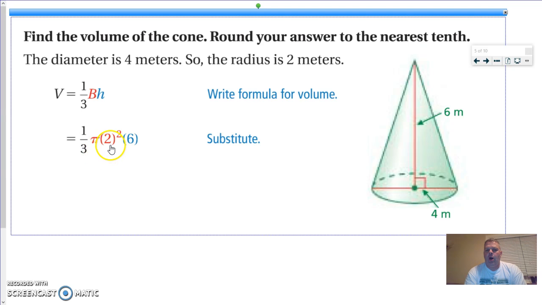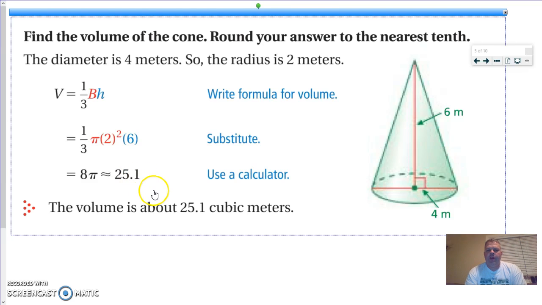Next, just like yesterday, we are going to substitute in our numbers. 1/3 pi, r is 2 because we know that it is half of that, 2 squared times the height, which is 6. So when we get this taken care of, this would be 4 times 6, which is 24, divided by 3, which gives us 8 pi, and that equals approximately 25 1/10. Therefore, the volume is about 25 1/10 cubic meters. We could also write this as m^3.